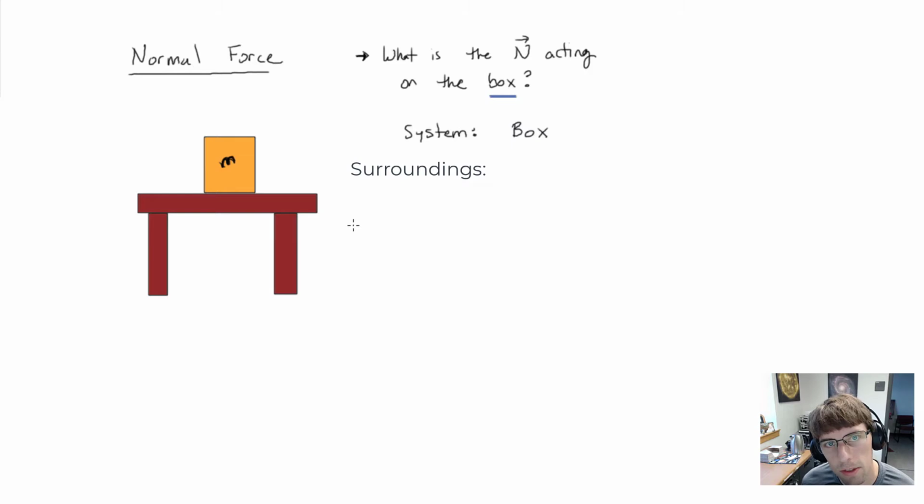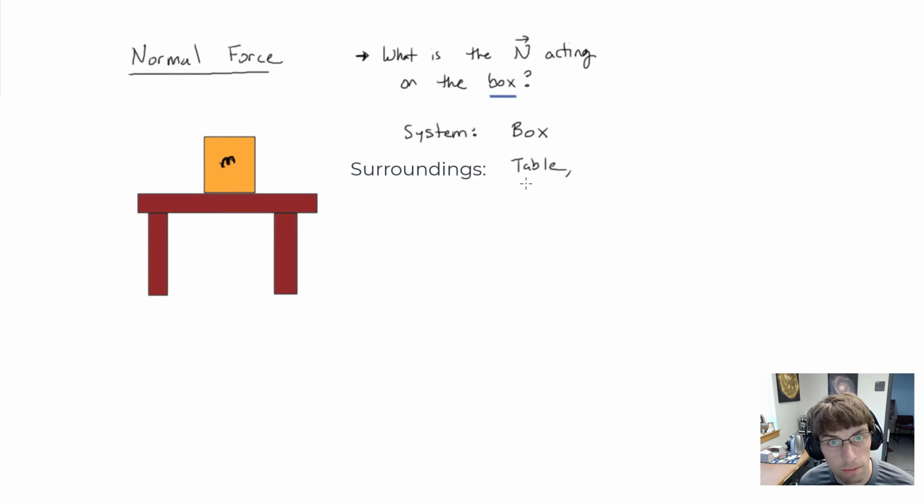So the next thing we ask ourselves is, what objects are significantly interacting with the box, or what objects exert a force on the box? One of them is an object exerting a normal force. What object is that? And keep in mind our model, our conceptualization of the normal force, that trampoline kind of model. So what's exerting the normal force has to be touching the box. That tells us right away that we should probably put the table here in the surroundings.